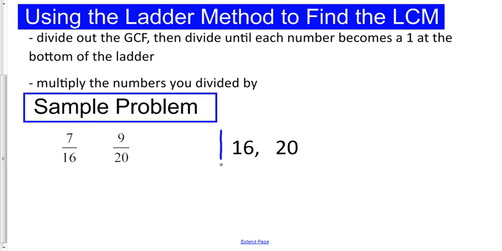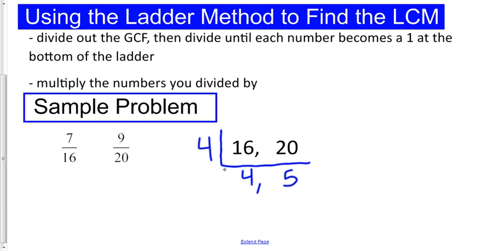Well, first thing I'm going to do is I'll use my ladder method, and I'll think about what goes into 16 and 20. I know 4 does. 4 goes into 16 4 times. It goes into 20 5 times. 4 and 5 have only one common factor, which is 1, which means this 4 here, that's the GCF.